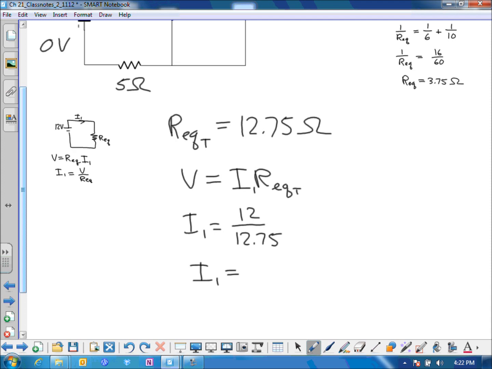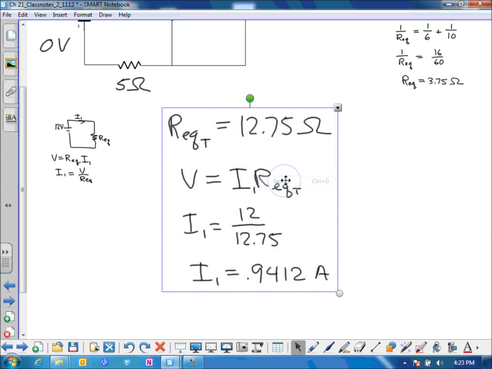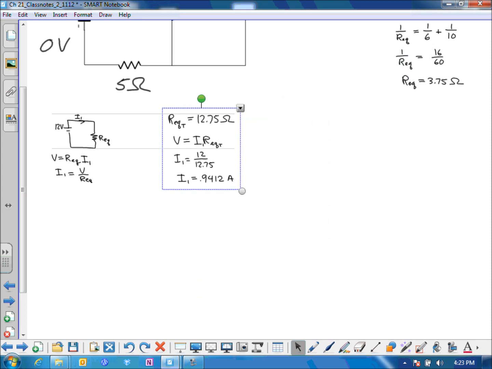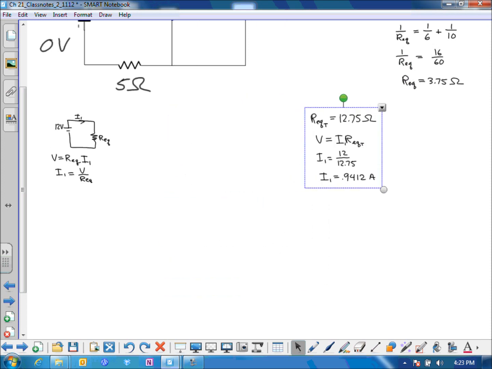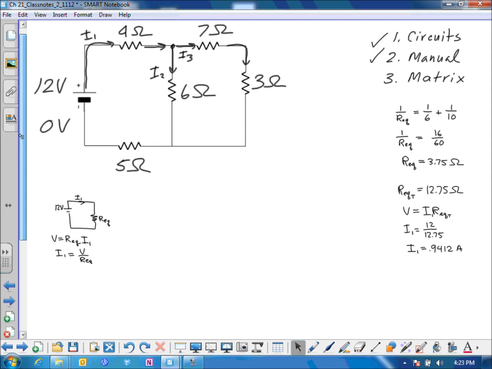Let me get my calculator. 12 divided by 12.75, we get 0.9412 amps. Okay, now let me set that down, and we're going to group these and shrink it. So we've completed this part of the analysis. We've found I1. Now, the question is, what do we do next?